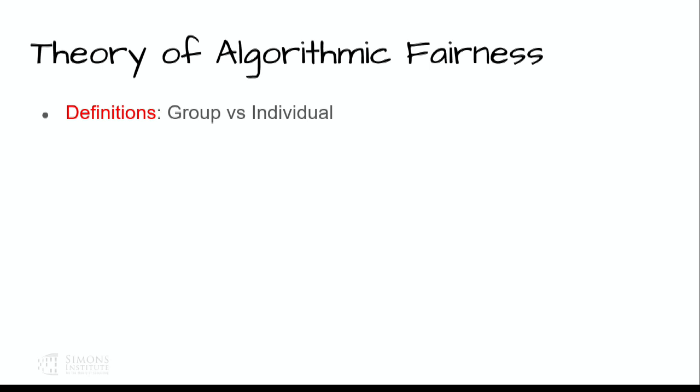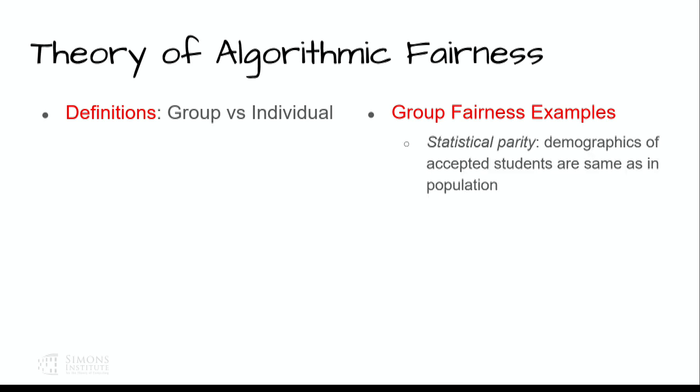In the literature on the theory of algorithmic fairness, there are two broad categories of definitions. One is indeed very broad, and that's the category of group fairness definitions. And then there's a smaller category of individual fairness. So group fairness examples from the computer science literature would be something like statistical parity or demographic parity. It says, let's say if you're looking at college admissions, that the demographics of students that are accepted to your college are the same as the demographics of the population as a whole.